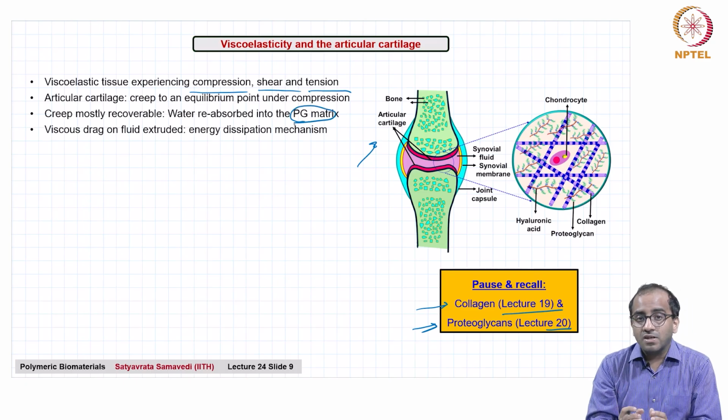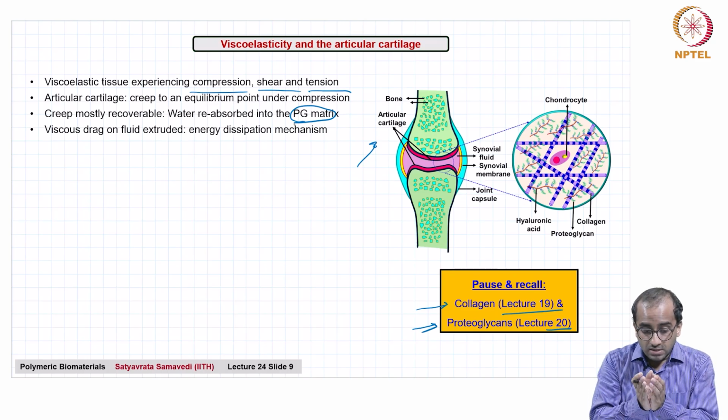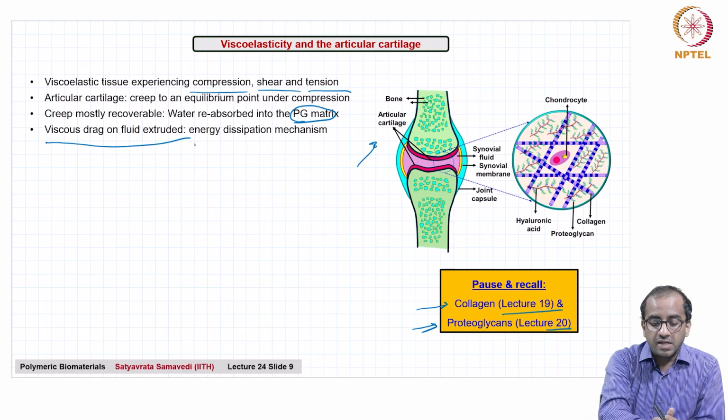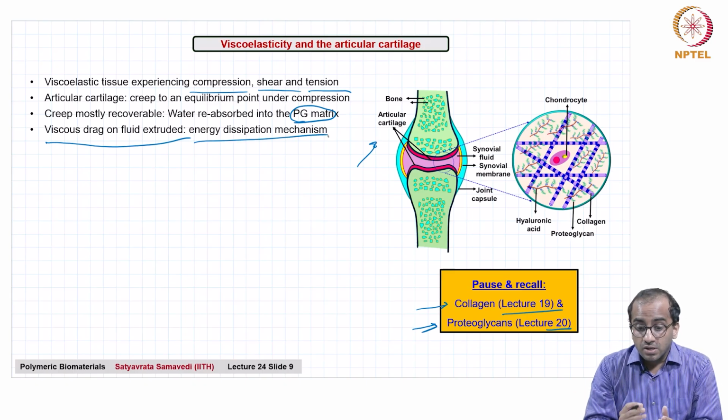So, you see how beautifully we are now able to connect what we saw in terms of structure property relationships for charges etc. on proteoglycans now to their ability to absorb, retain or resorb water etc. And how that is related to creep and creep recovery in articular cartilage, right. And as it goes out, the viscous drag on the fluid that is extruded is the energy dissipation mechanism in the articular cartilage. And in diseases such as osteoarthritis, where the cartilage starts to degrade, this is not possible, right.